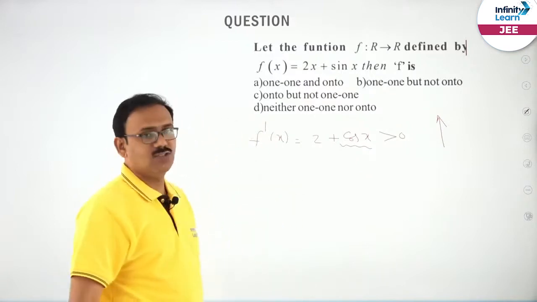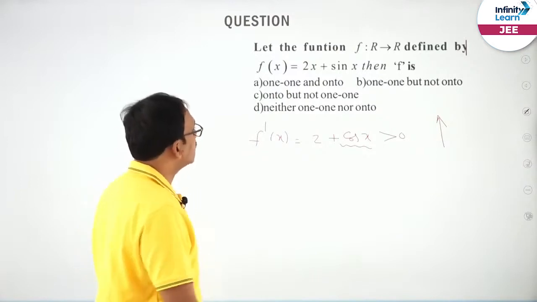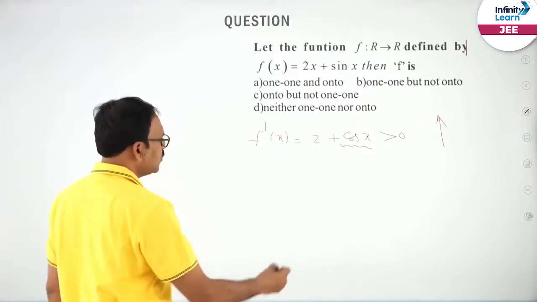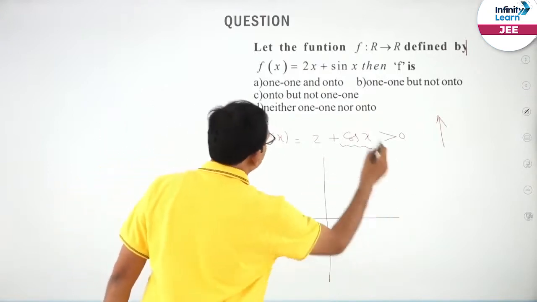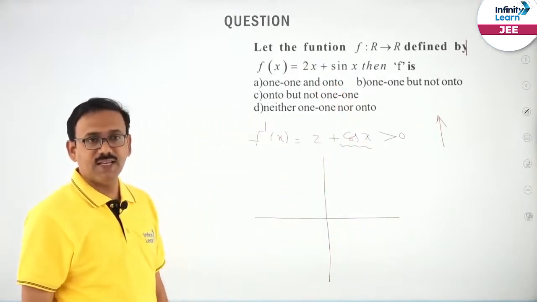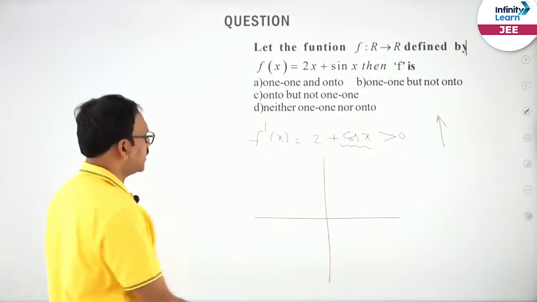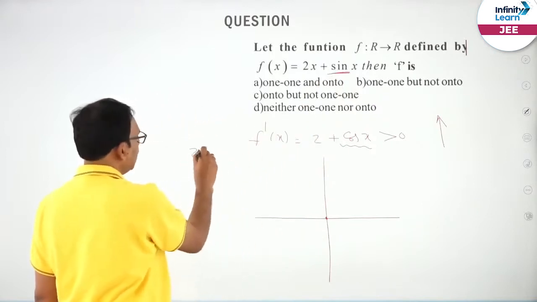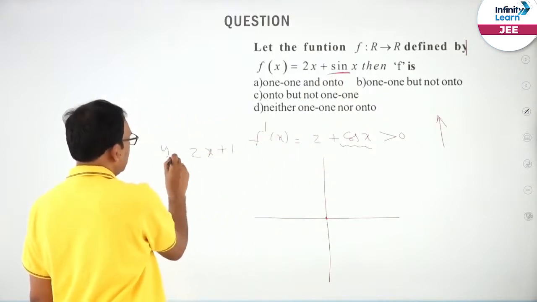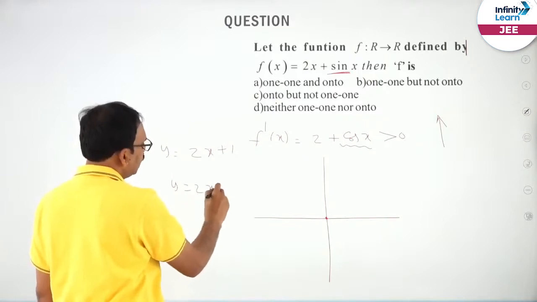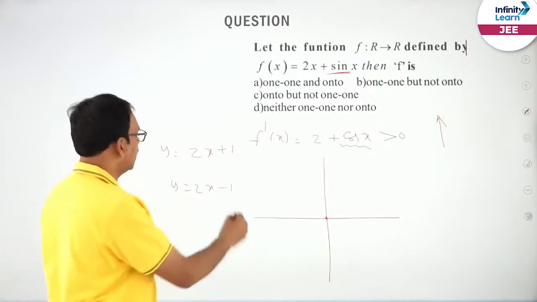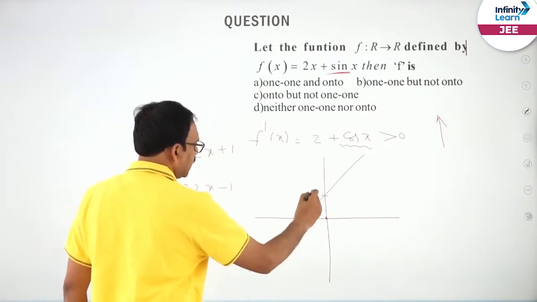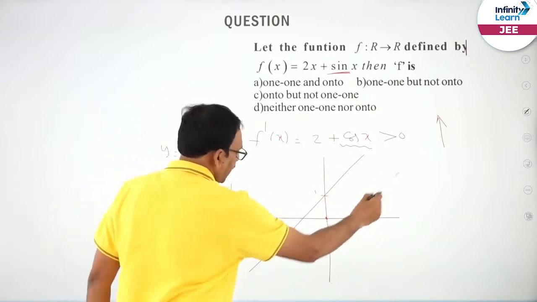What about range? Is the range going to be R, how to confirm? You see friends, you just see the graph of this function y is equal to 2x plus sin x, it is an interesting one. Sin x value maximum is 1, so 2x plus 1, and minimum is minus 1. You just try to draw these two graphs. This is a straight line with slope 2 and y intercept 1. This is a straight line with slope 2 and y intercept minus 1.